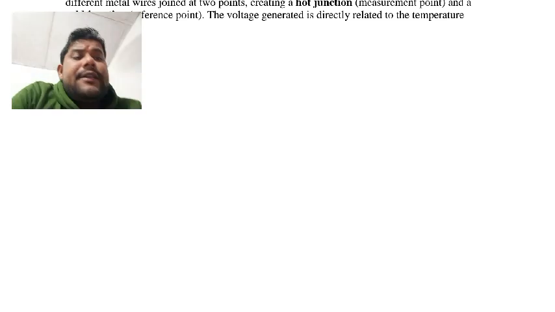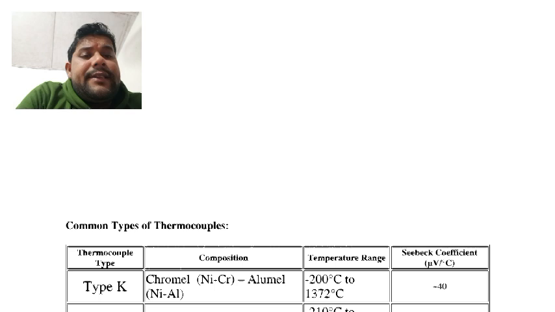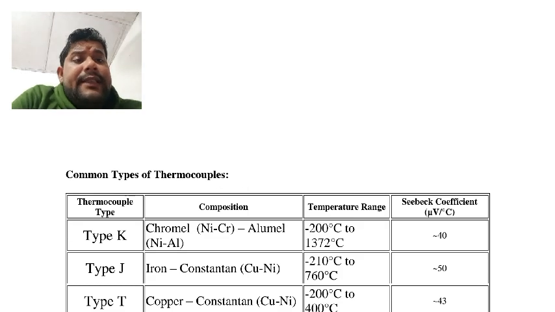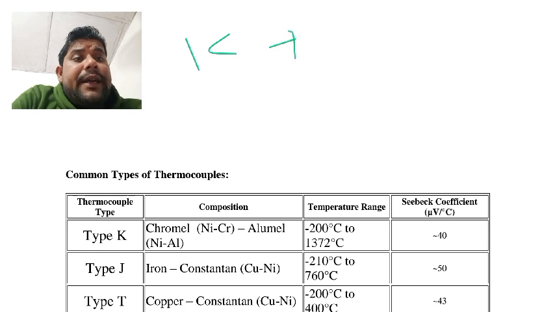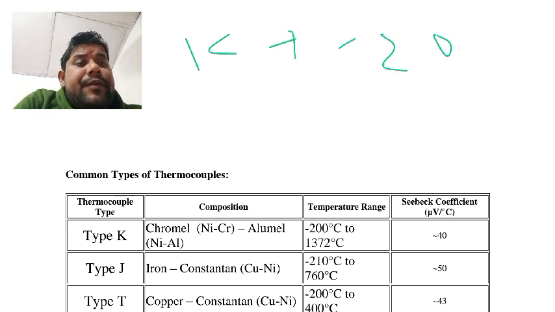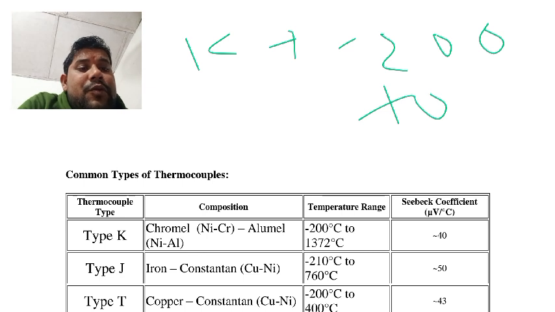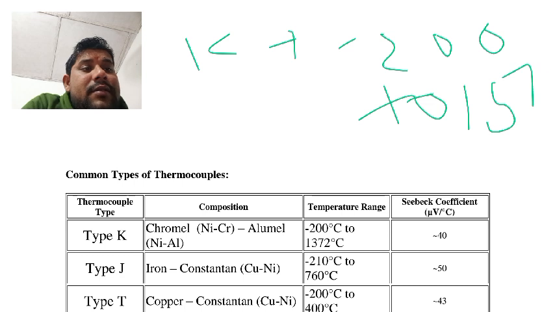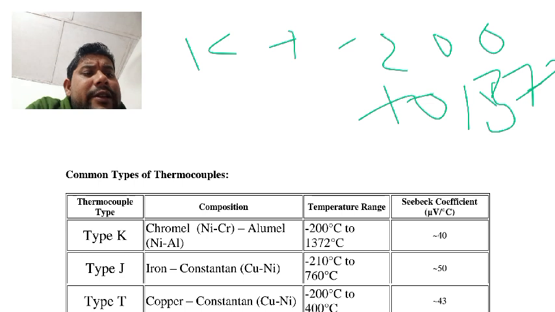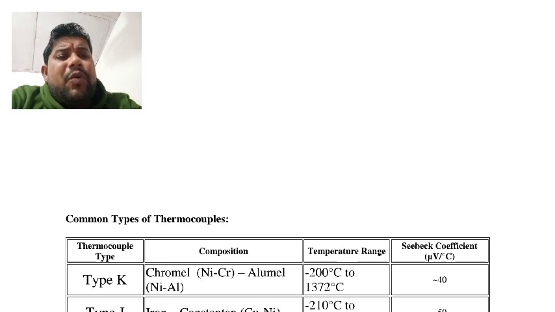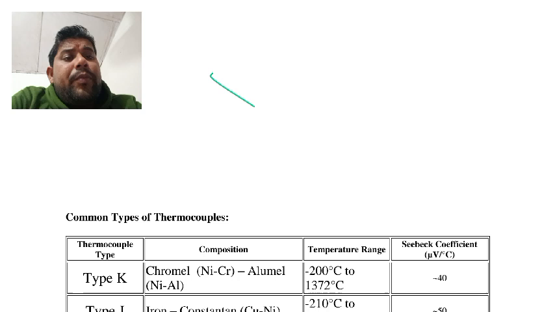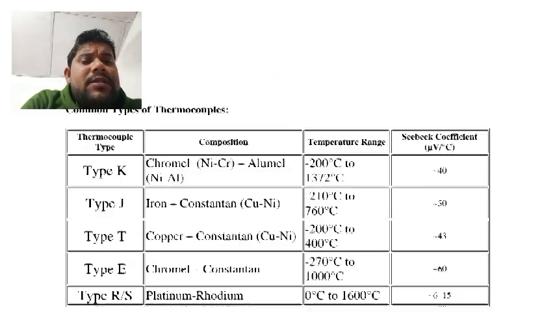Temperature sensors. What we have to learn in general in this K type is the range. The range is important: minus 200 to 1372 degrees. Generally, in the K type, chromel and aluminum are used. So this table you have to memorize.